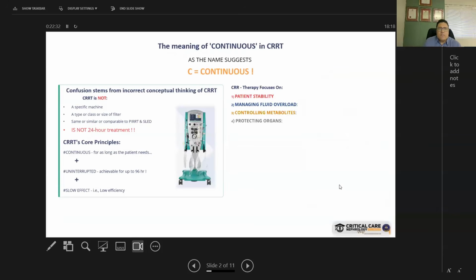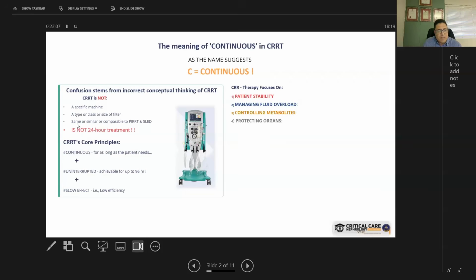Let's start with this, the meaning of the word continuous in CRRT. Now, the textbook will explain this to you in clear terms, but as the name suggests, the C in CRRT means continuous. And there is a lot of confusion that stems from the misconception of this. CRRT is not referring to a specific machine. CRRT also does not refer to a type or a class or a size of filter.